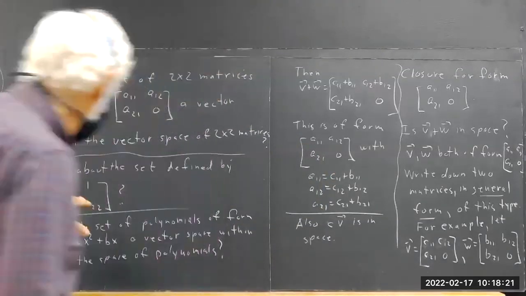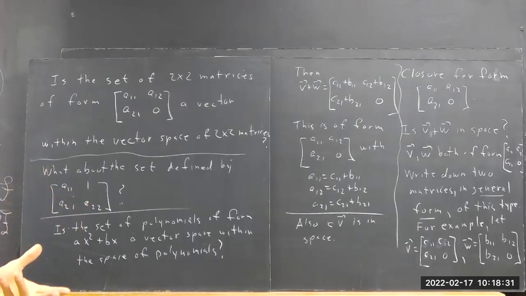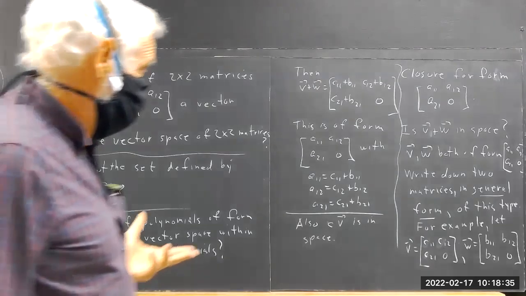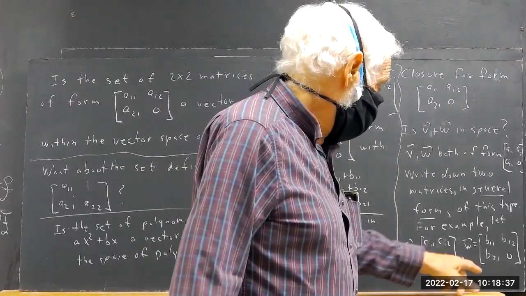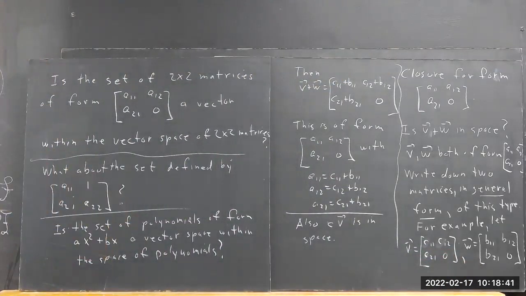Now, we can do the same thing with this matrix, with this form. What happens? Well, can you write down a V and a W that has this form? Let's do that for me real quickly. You should be able to write it down in about 30 seconds.